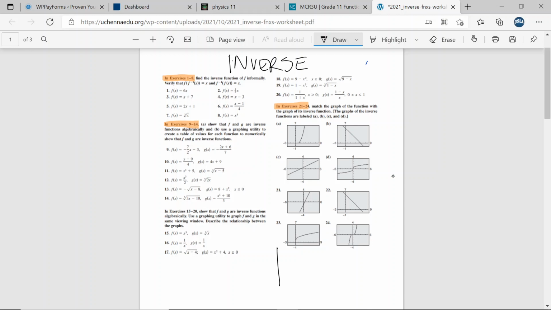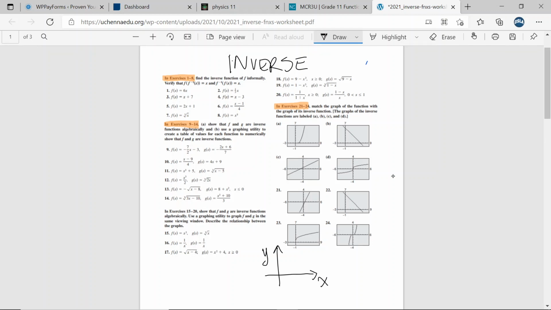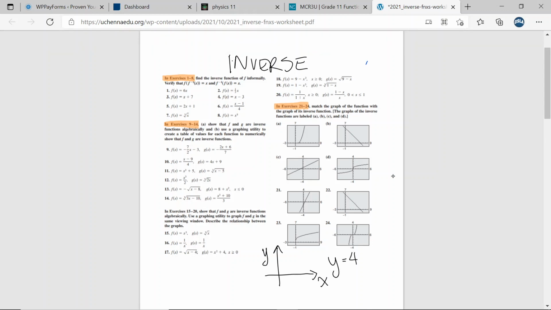When we talk about a function, we have an x-axis and a y-axis, and we usually write an equation, let's say, as y is equal to 4x plus 5. That's something like a simple line. But it doesn't have to be a line. It could be a quadratic. It could be any kind of function.